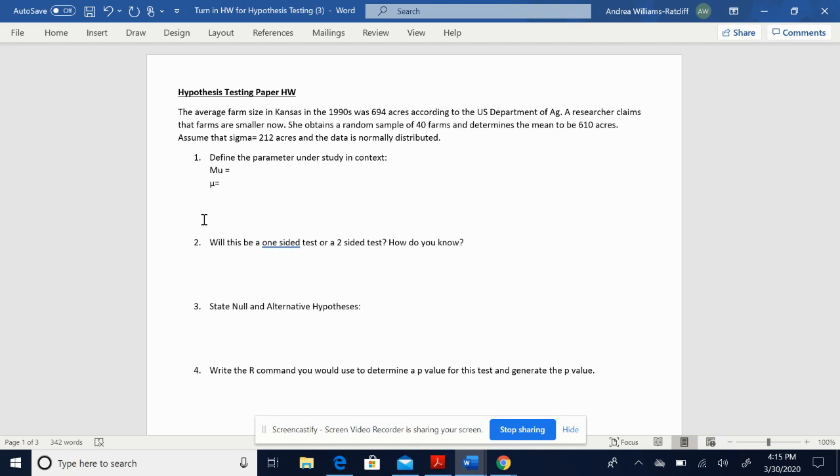Now, in terms of how to define this, a lot of you did a very good job, and you have written, this is the mean farm size in Kansas. First of all, we do want to use the word mean. We don't want to use the word average. I know average is in the prompt, but remember, mu is not defined as an average. It's defined as a mean. Most of us tend to think these are exactly the same. In most cases they will be, but sometimes people use the word average very generally, and mean is more mathematically specific. So we want to say mean.